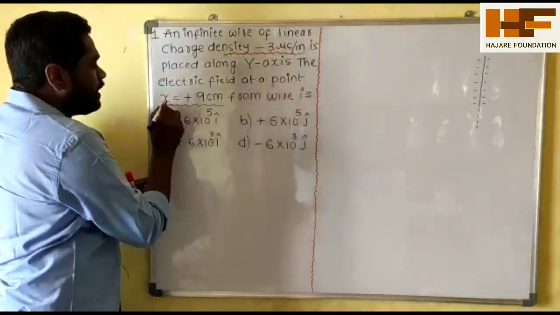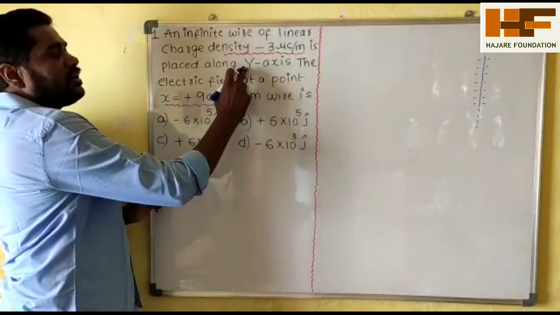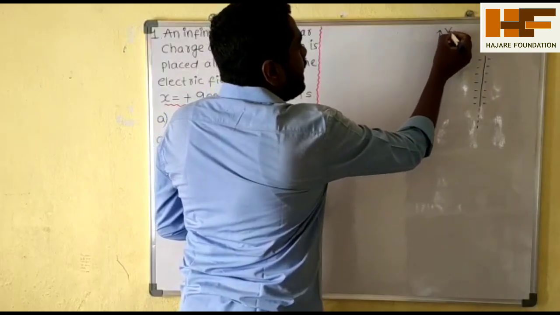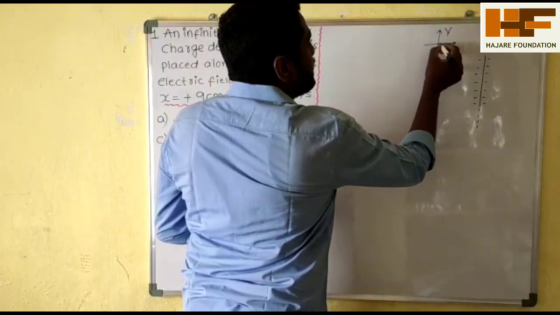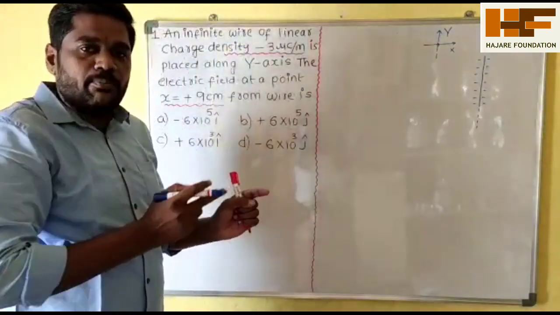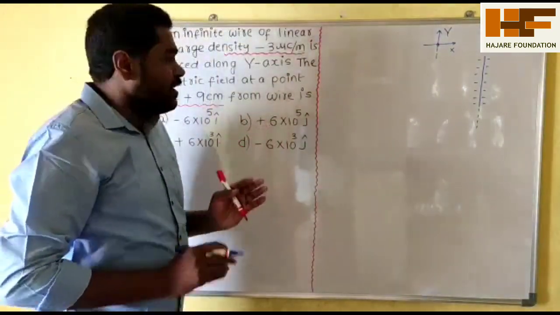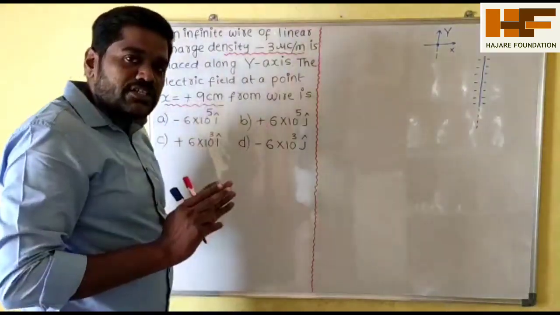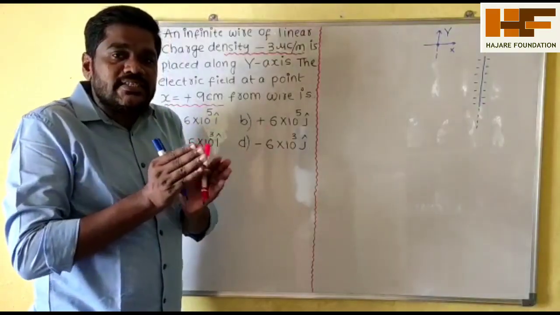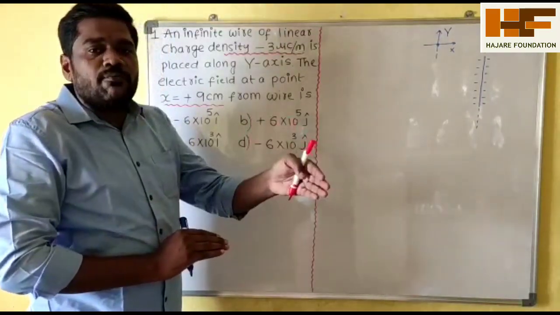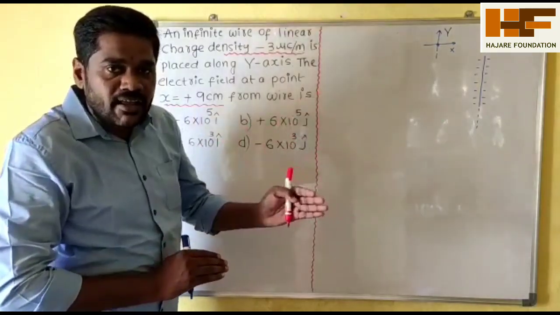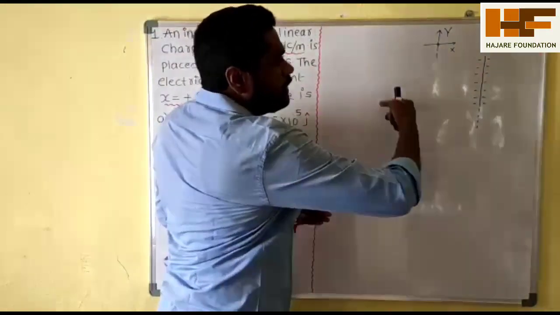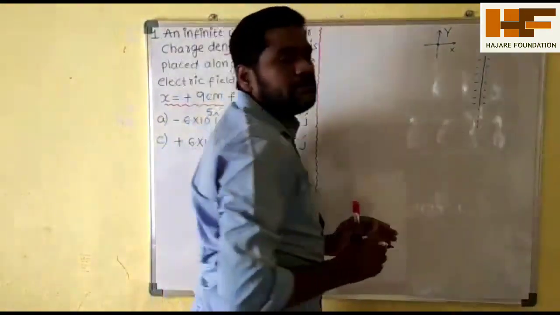Next, at a point x equal to 9 centimeter. The wire is along the y-axis, so you can take this as the y-axis and this as the x-axis, and this is the origin. You can take the origin at any point because it is an infinite wire. Now here x is equal to plus 9 centimeter. The plus and minus just decide the position of the measuring point, either the left side of the wire or the right side of the wire. Towards the left is the negative x-axis, towards the right is the positive.